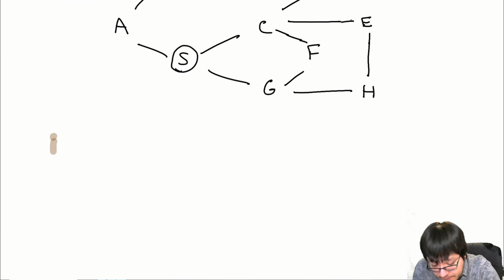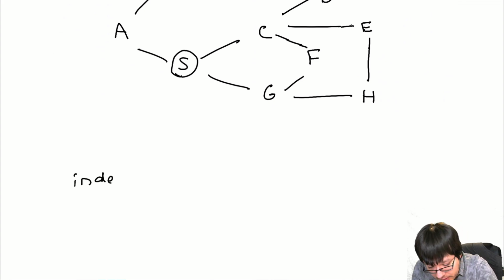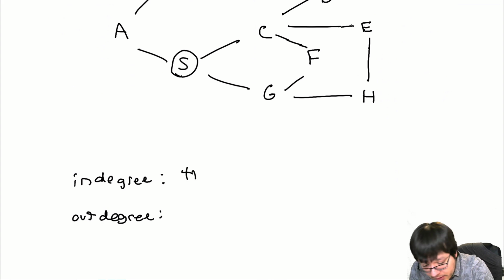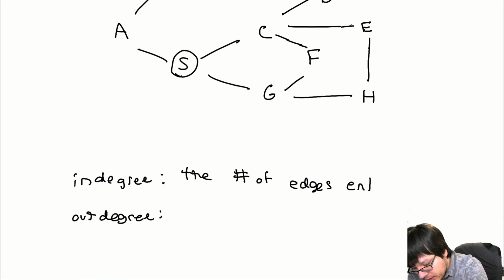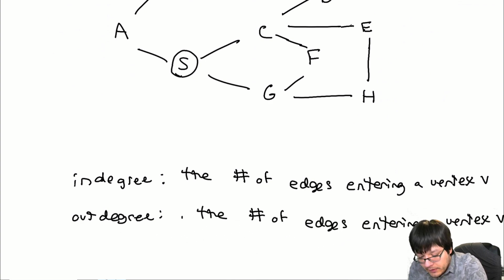I'll put this in the little box so you don't get confused on where this came from. In degree and out degree. So this might feel random, but in degree means the number of edges entering a vertex V, and out degree is basically the same thing, the number of edges leaving a vertex V.